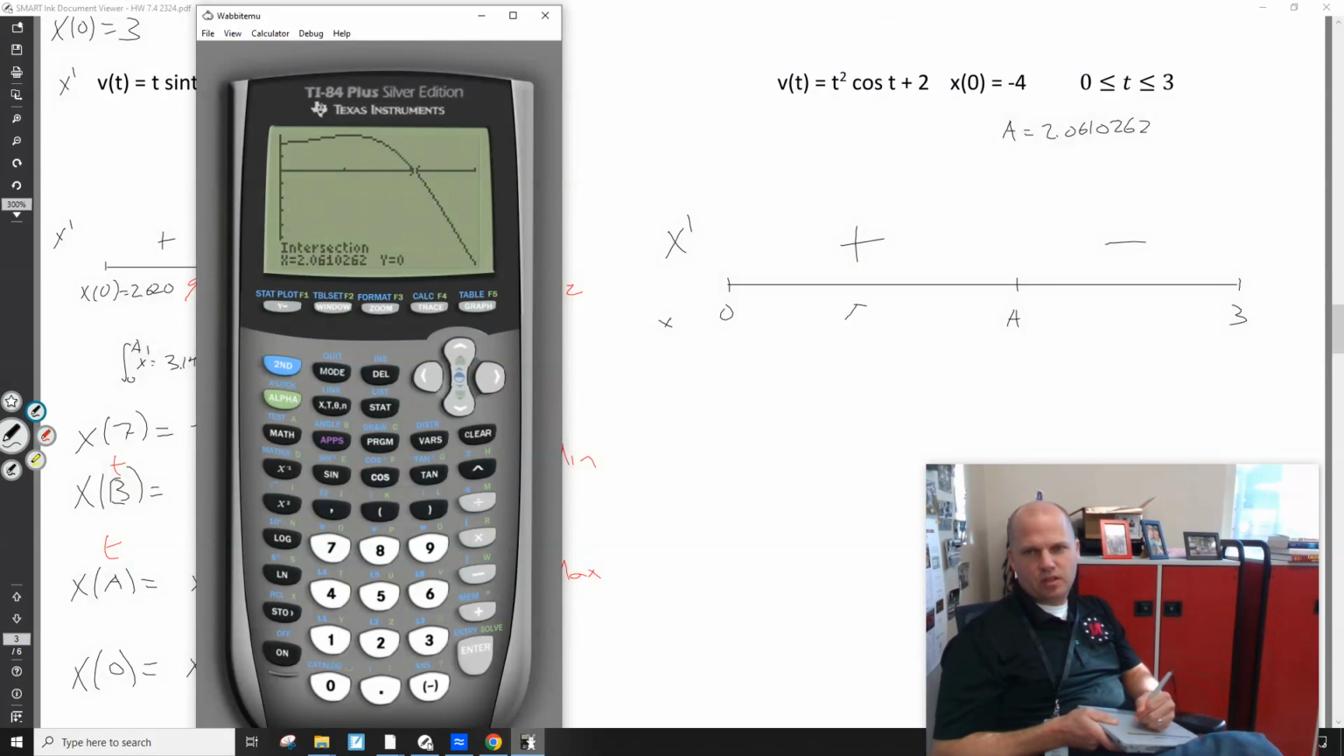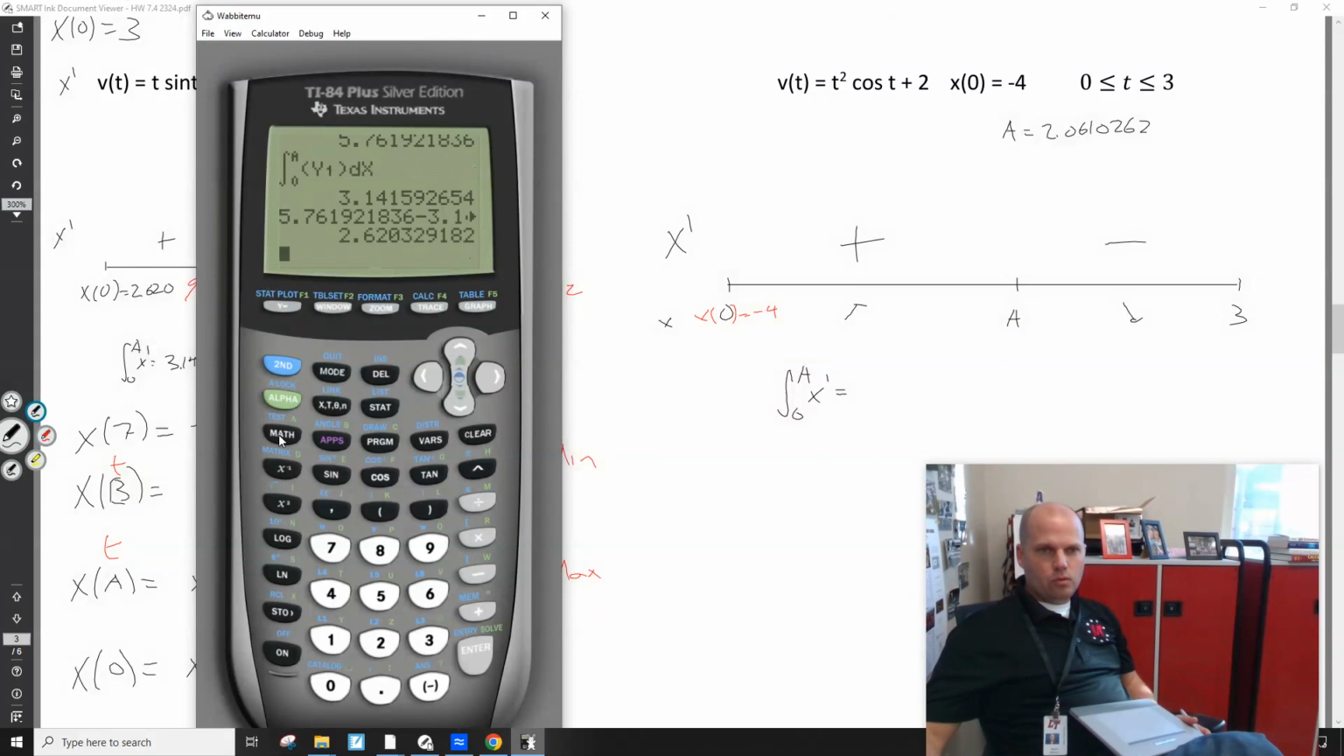My position increases, decreases. I have a position at time 0. I don't know the position function. I can't take the antiderivative, but I have my calculator and I can find some accumulations to know how much I'm going up and down. So we got that. If I do 0 to A, it should be a completely different number than 3.14.